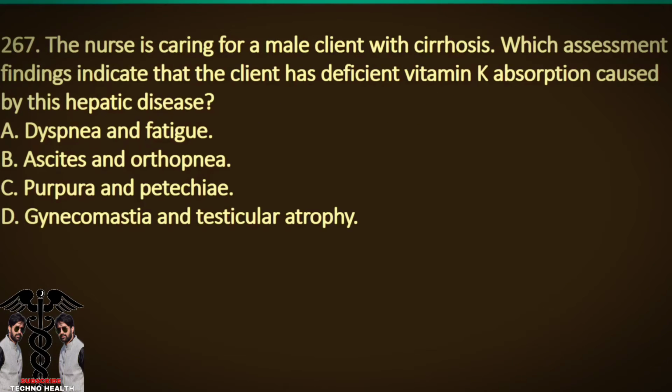Question 267. The nurse is caring for a male client with cirrhosis. Which assessment findings indicate that the client has deficient vitamin K absorption caused by this hepatic disease? A. Dyspnea and fatigue. B. Ascites and orthopnea. C. Purpura and petechiae. D. Gynecomastia and testicular atrophy.